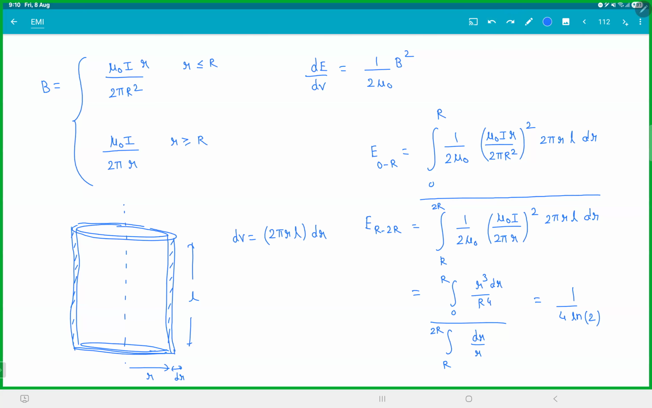So I could have asked you to find the energy stored outside for a given length and all that, and you would have got it. So you should know the field due to the solid cylinder, then use energy density and solve. Any doubts on this? Yeah. Next thing.